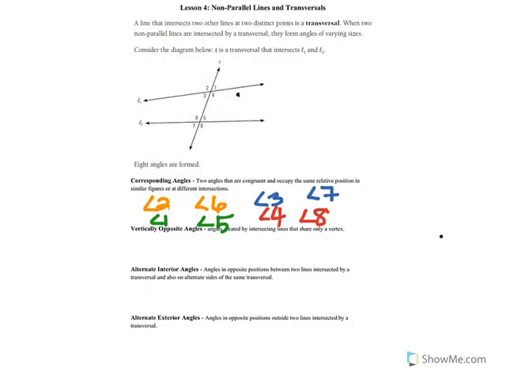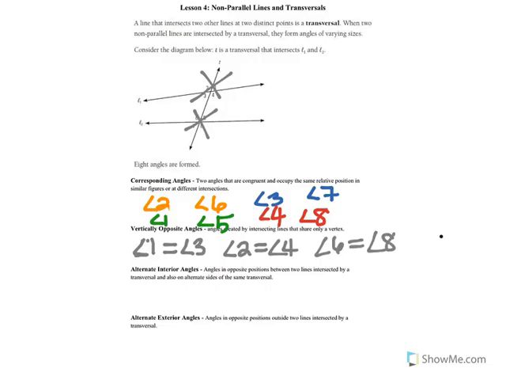Vertically opposite angles make like a cross. So like this and this and this and this. So angle 1 and angle 3, and they actually will be equal. Vertically opposite angles will be equal. So angle 1, angle 3, angle 2, angle 4, angle 6 and angle 8, and angle 7 and angle 5.